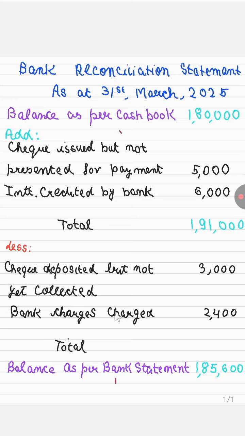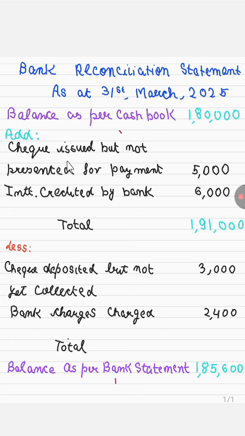The difference between the two records can be due to the timing in recording the entries, or a time gap in recording the transaction in the cash book and getting it recorded by the bank, or it can be due to transactions that are getting recorded by the bank but which are not known to the account holder.